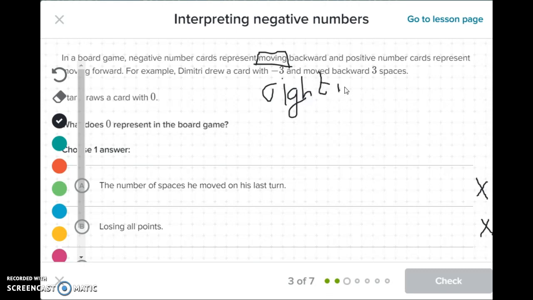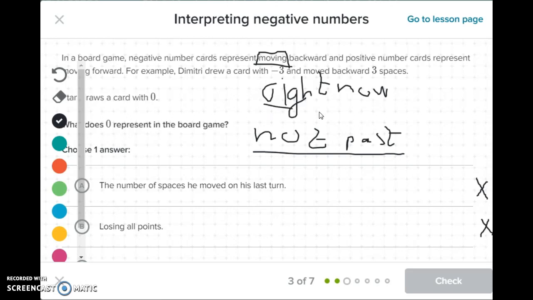Right now, so we cannot put anything of the past. Basically not past. So this would also be incorrect.